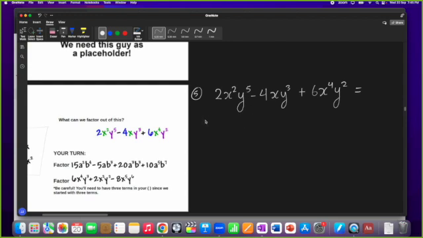Let's talk about the number first, Denicia. What number do they all have in common? What number could I pull out of there? Now we're seeing that they all have x's in common. What's the lowest power of x you have there? Yeah, you're seeing that they all have x's in common. What's the lowest power of x? X squared? X. X, right? So it'll be x to the 1. And they all have y in common. So what's the lowest power of y? Right, so I could pull 2xy squared out.